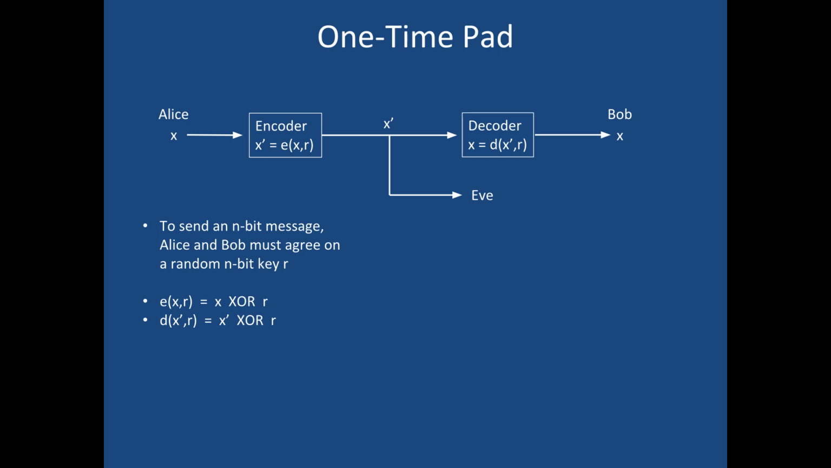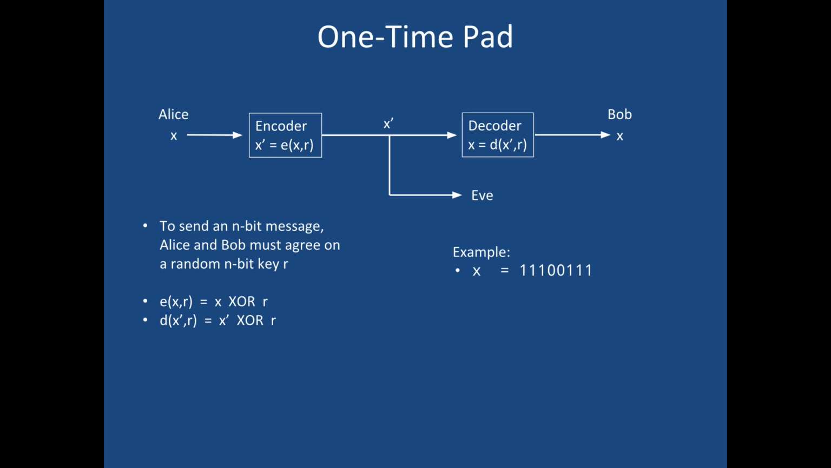All we have to do is this: we want to send an n-bit message from Alice to Bob. Alice and Bob agree on a random n-bit key. They just pick n random bits, which is easy to do. Flip a coin n times. To encrypt X, you take this random string R and you XOR X and R. And to decrypt, you do the same thing. That's called a one-time pad.